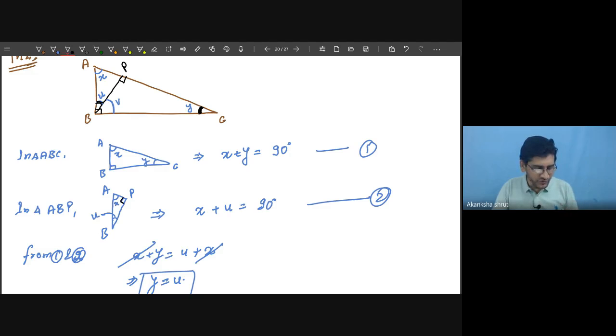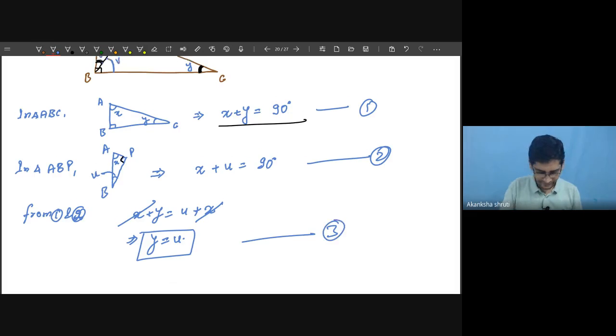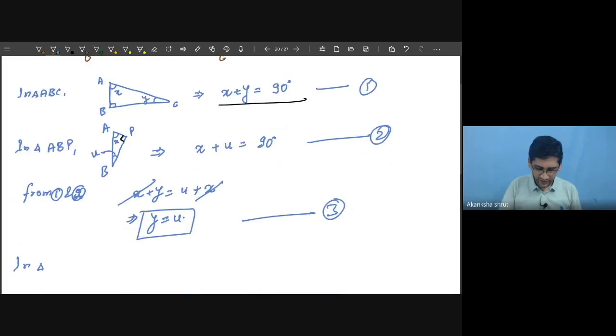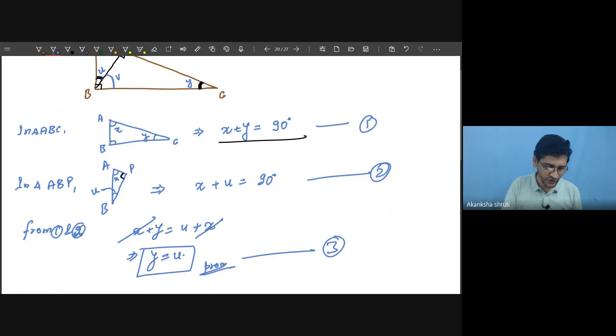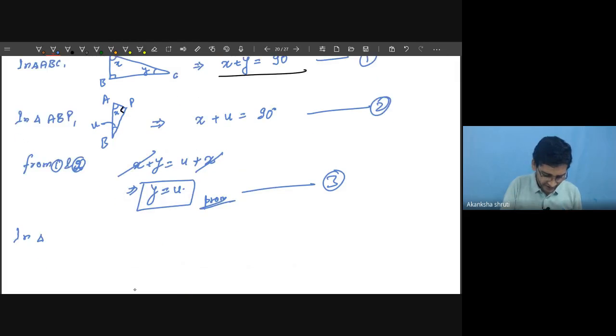Similarly, we can also prove angle V is equal to angle X. What to do? You have to take the original triangle ABC in which X plus Y is equal to 90 degrees, and another new triangle you have to take, BPC. So take this as 3. Now take the new triangle BPC. So one condition is proved, means this we have proven. Take the other triangle BPC now. So this triangle is like this one.